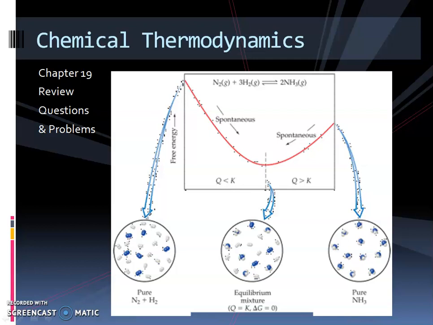Again, take a moment to pause and look at this visual. I like it because it shows you the comparison between Q and K. It also shows you the understanding of free energy and if it would be spontaneous or not. And the third thing it shows you is those particle representations. So again, a great visual here to look at this combination reaction between nitrogen and hydrogen to make that ammonia.